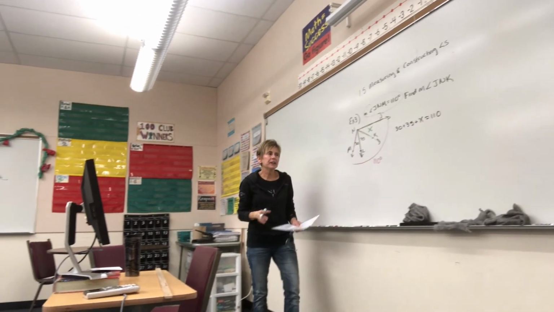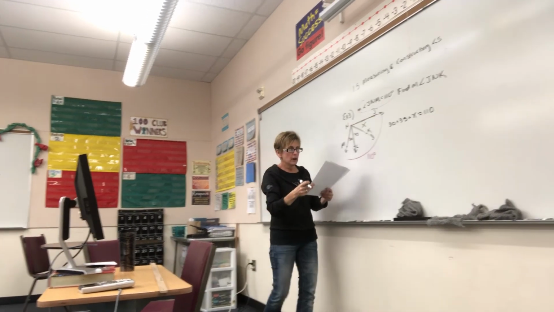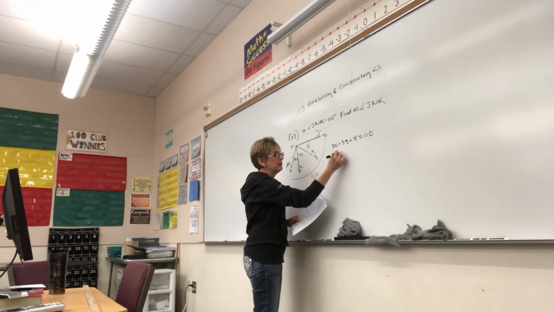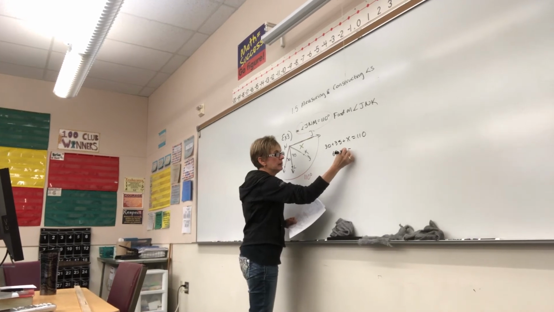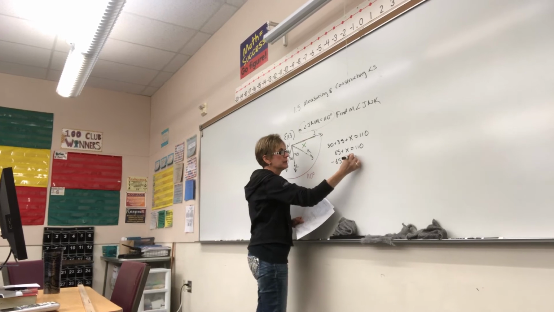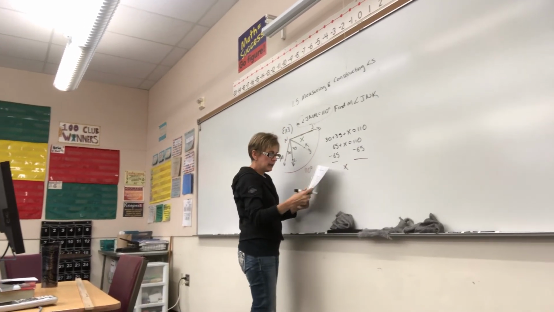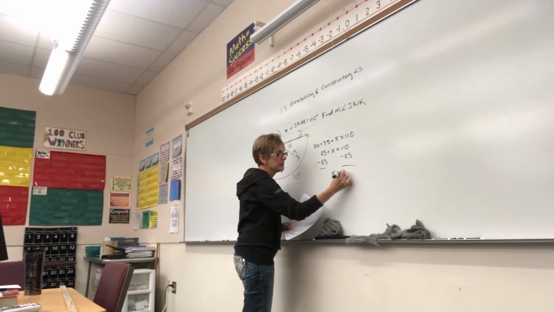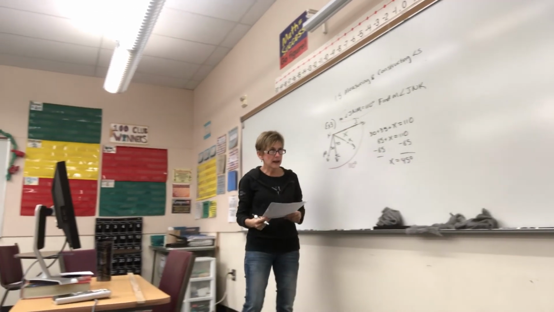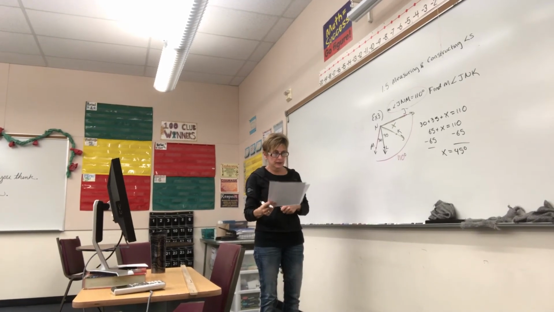Once you have the figure actually labeled, doing the math is not as difficult. When we take 30 plus 35, we get 65. So we're combining like terms, and then again, opposite operations. The opposite of adding 65 is subtracting it, and then x becomes 45 degrees. So when they were asking us to find the measure of that angle, the answer is 45 degrees.